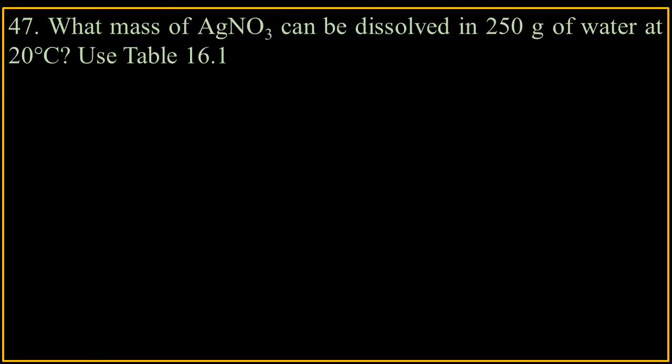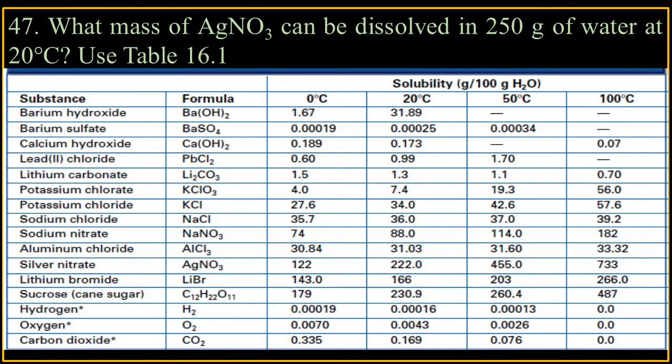47. What mass of silver(I) nitrate can be dissolved in 250 grams of water at 20 degrees Celsius? Now, you want to use Table 16.1. There's 16.1. You want to find silver nitrate, which is silver(I) nitrate, or it'll probably be just silver nitrate.